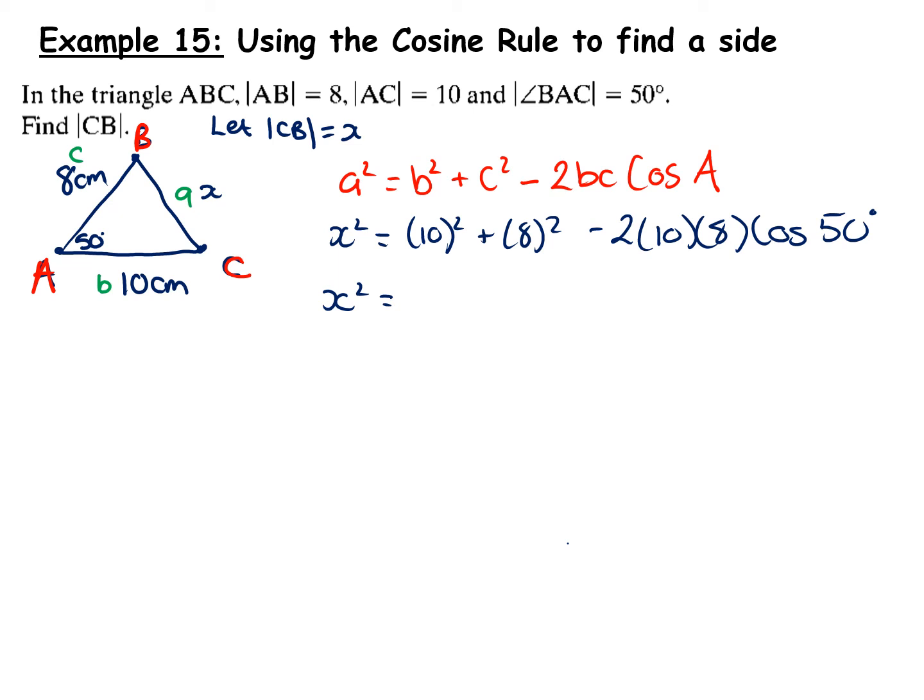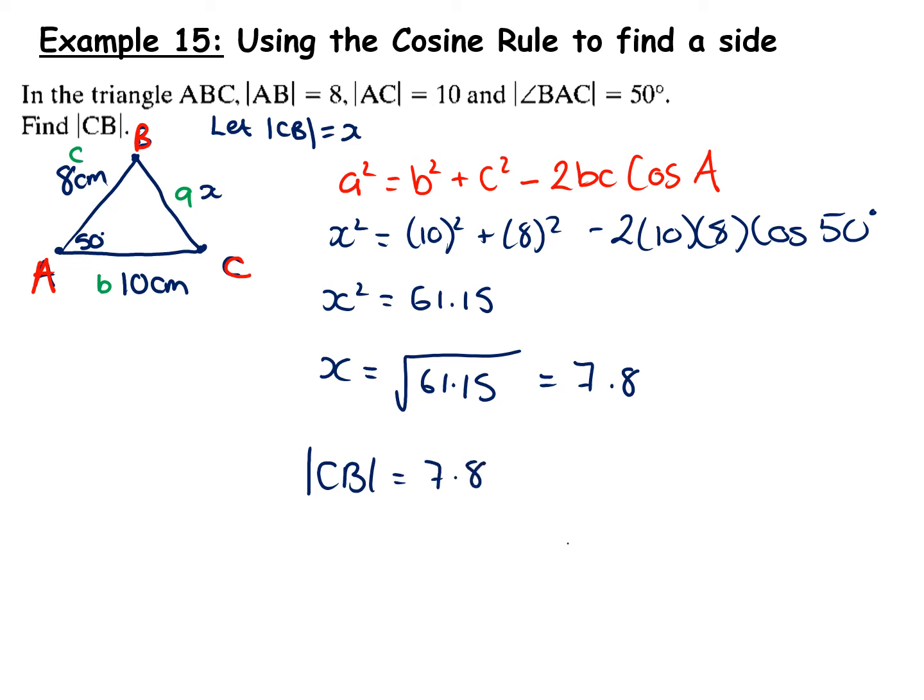So that gives me 61.15. So x is equal to the square root of that, which is 7.8, correct to one decimal place. So that is CB is equal to 7.8 units. They didn't tell us what units they were.